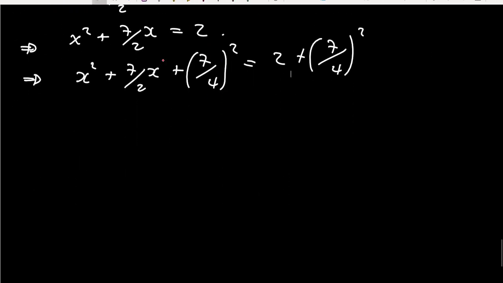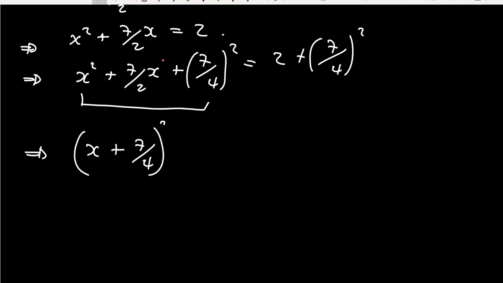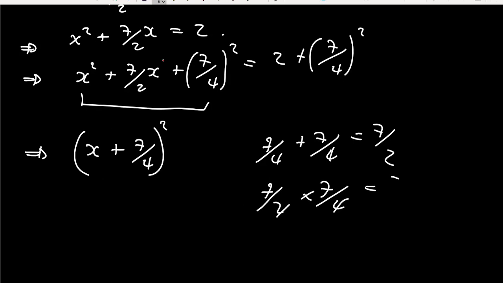And so we have just completed the square. So this is now a perfect square. So it becomes x plus 7 on 4, all of this squared. Because for the two numbers that will multiply, we have 7 on 4 all squared, and when we add, we have 7 on 2. So the numbers will simply be 7 on 4 and 7 on 4. So 7 on 4 plus 7 on 4 will give 7 on 2, and 7 on 4 times 7 on 4 will give 7 on 4, all of that squared.